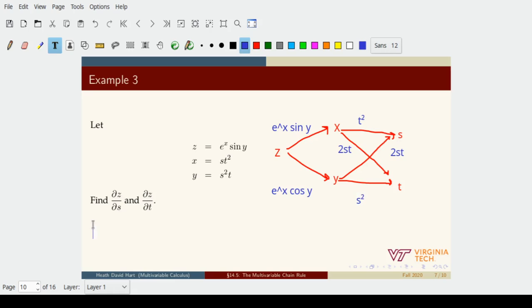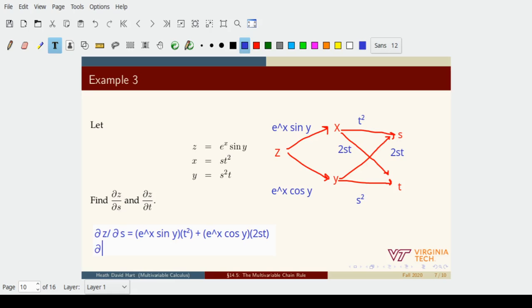So if we want the partial derivative of z with respect to s, we multiply all the paths that go to s. So that would be the derivative of z with respect to x times the derivative of x with respect to s, plus the derivative of z with respect to y times the derivative of y with respect to s, which is 2st.